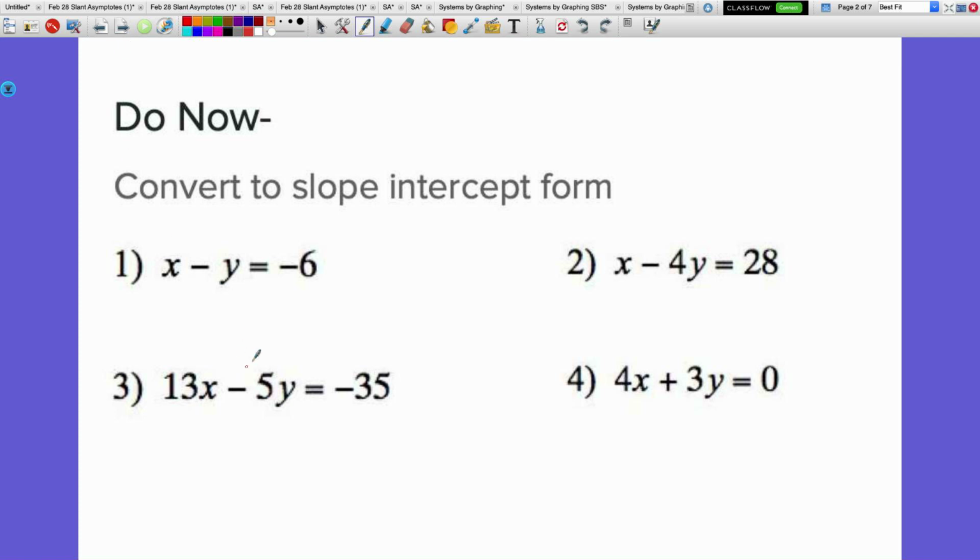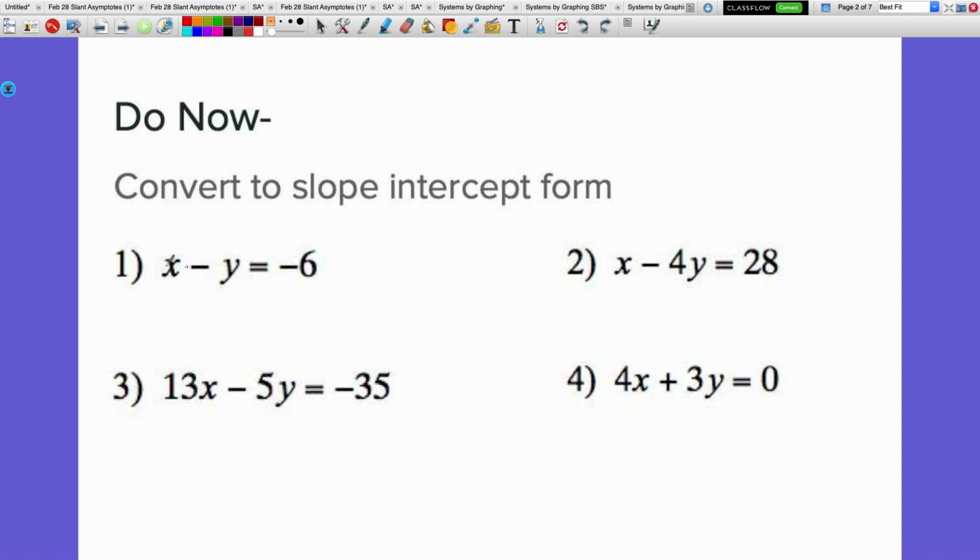Let's go ahead and get started by just practicing converting some equations to slope-intercept form. I'll do 1, 2, and 3, and then I'll have you guys embed a question for number 4.